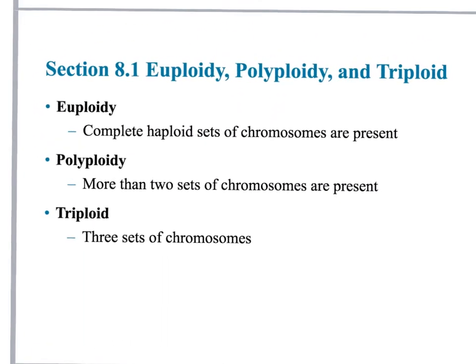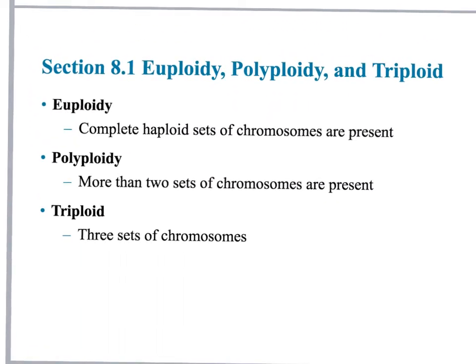And then euploidy is when complete haploid sets of chromosomes are present. So you get a variety. Instead of just one set of the chromosomes, you get multiple sets of the chromosome. And polyploidy is when more than two sets of chromosomes are present, and triploidy is when three sets of chromosomes are present.